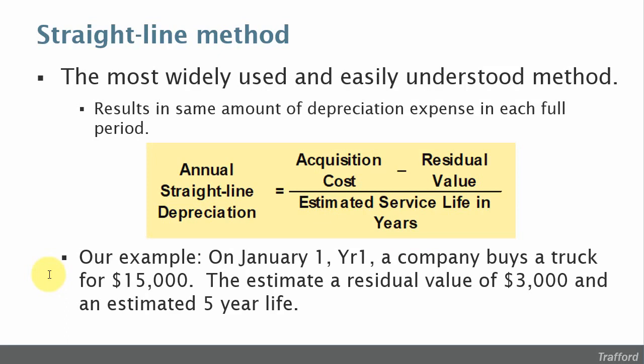Let's do an example. These are the facts that we'll use for illustrating several different methods of depreciation. It's January 1st, so to simplify, we're going to purchase this asset at the beginning of an accounting period. Company buys a truck, PP&E, for $15,000. They estimate a residual value of $3,000, and they estimate a useful life of 5 years. How would we do depreciation expense on that truck?